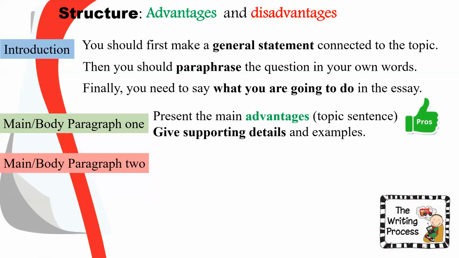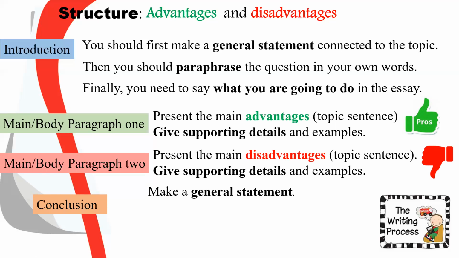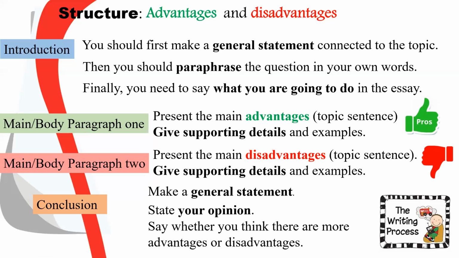And in the second main body paragraph, we present the main disadvantages, starting again with a topic sentence, and then give supporting details and examples. In the conclusion, you make a general statement, state your opinion, and say whether you think there are more advantages or disadvantages.